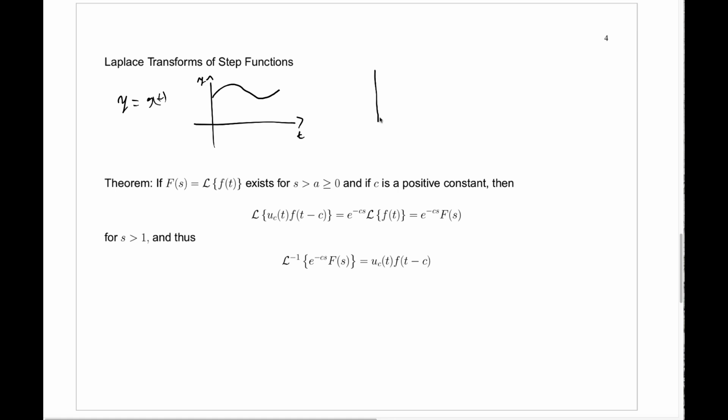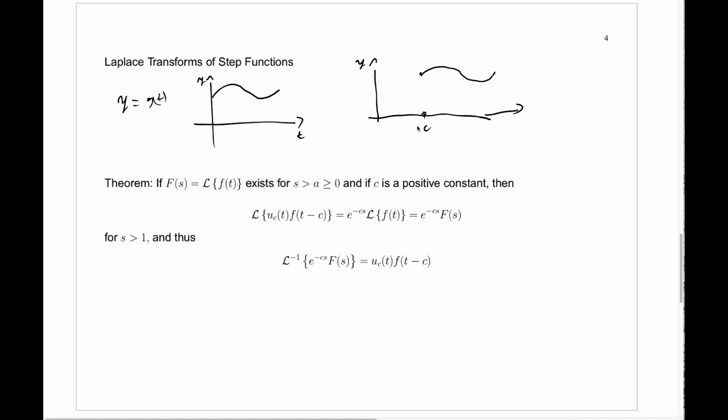How can I represent the function that's 0 until you get to c, and then looks just like g of t shifted over by c units? In other words, the graph would look just like this. Just as a technical detail, we'll say it starts like that. So here's the y-axis. What would be a formula for this function?